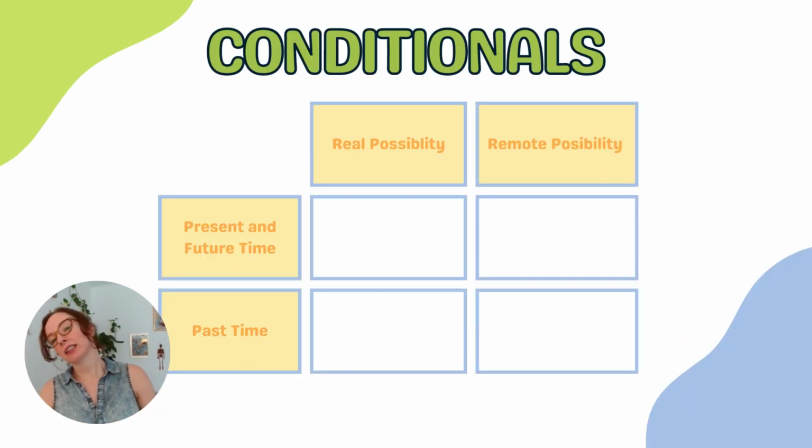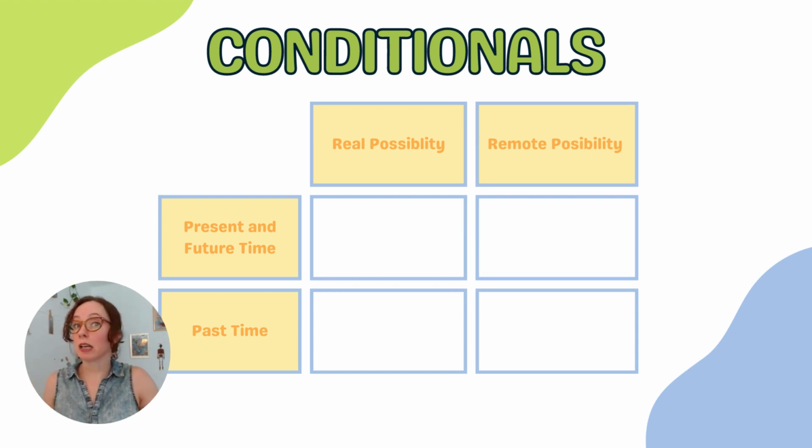So the way that I like to think about the conditionals is in a visual way. This idea of these categories comes from Cambridge. So in the horizontal, we have present and future time, and we have past time. And then in the columns, we have real possibilities, and this means something that we, as the speaker, think is possible or likely, and remote possibilities, so things that, as a speaker, I think are unlikely or maybe even impossible.